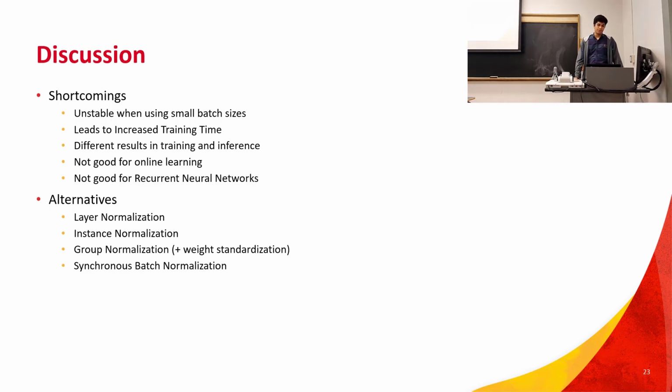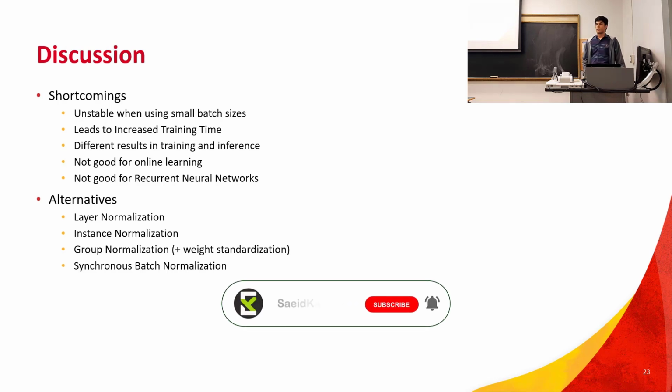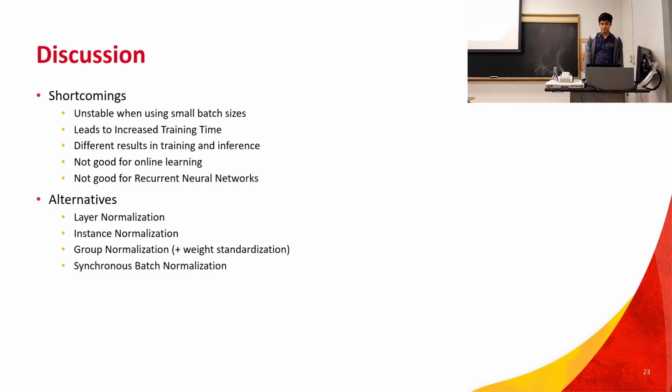For the shortcomings, it's unstable when using small batch sizes, and it leads to increased training time. They also state that, but what we saw here was that it's better with Inception. And it gets different results in training and inference. It's not good in online learning. And also for the alternatives, we have layer normalization, instance normalization, group normalization, and synchronous batch normalization.